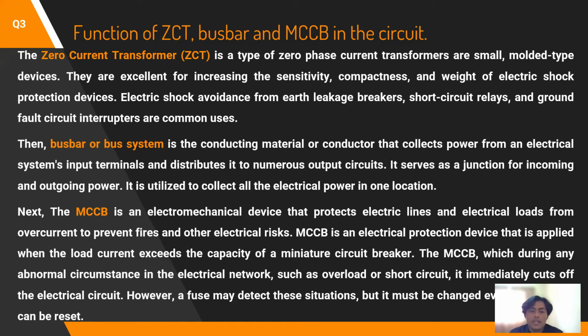Next, the MCCB is an electromechanical device that protects electric lines and electrical loads from overcurrent to prevent fires and other electrical risks. The MCCB is an electrical protection device that is applied when the load current exceeds the capacity of the miniature circuit breaker. During any abnormal circumstances in the electrical network, such as overload or short circuit, it immediately cuts off the electrical circuit. A fuse may detect this situation, but it must be changed, while the MCCB can be reset.